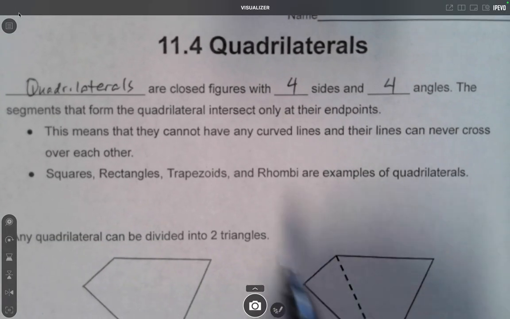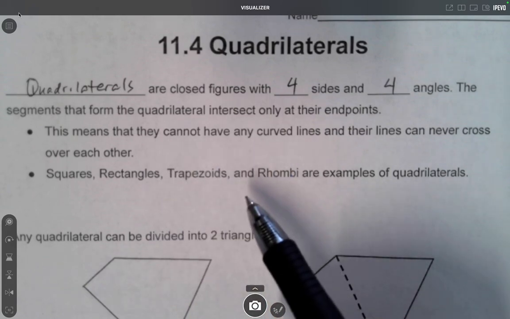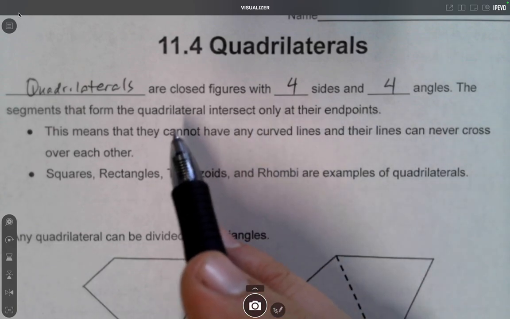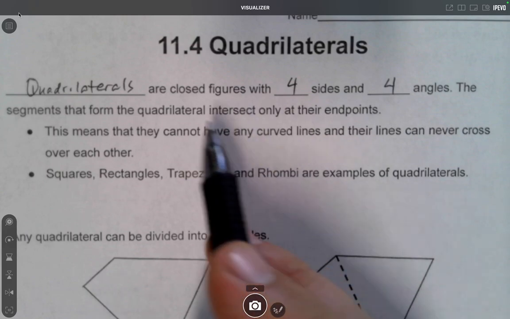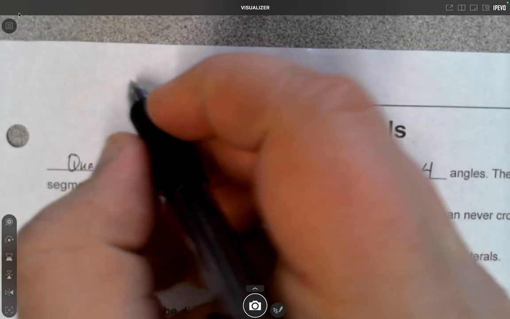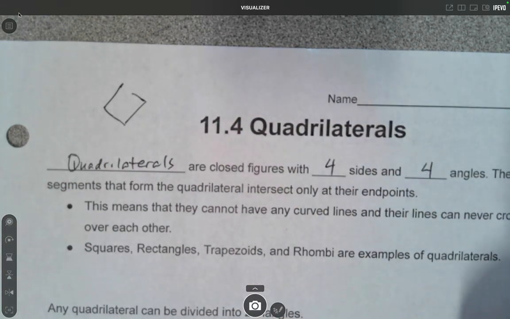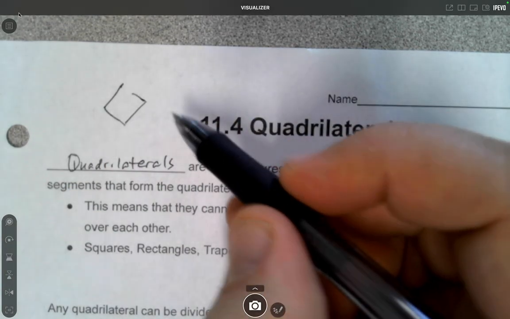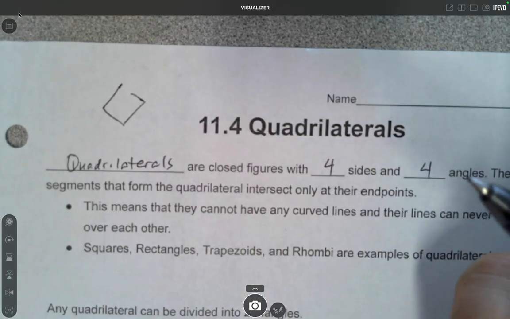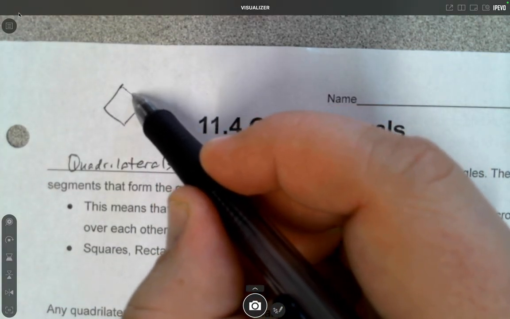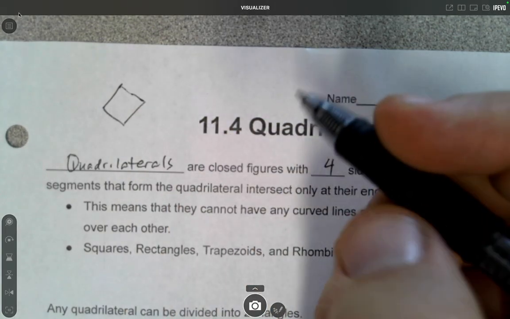So the segments that form the quadrilateral intersect only at their endpoints. This means they can't have any curved lines, and their lines can't cross over each other. So just to make sure you understand why they use some of these words, closed figures. If I drew this, for example, that has four sides, but that's open. There's an opening right here. I could get inside there if I was walking. We want a closed figure to be a quadrilateral.